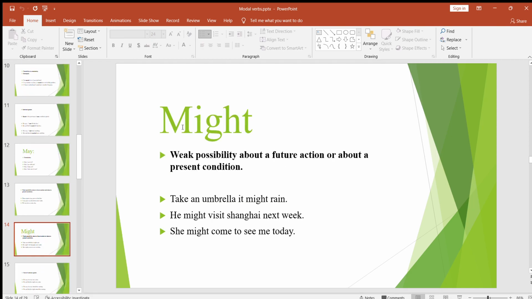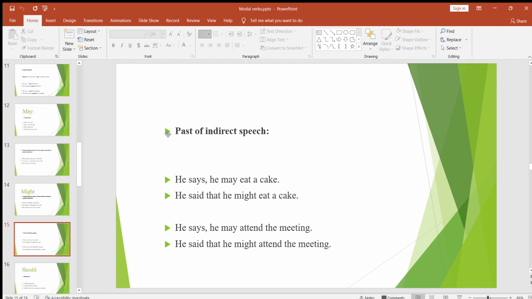Then we learned might, just similar to may, weak possibility about a future action or about a present condition. This is another use of might. And past of indirect speech, okay, so just like can in direct speech is converted into could, here may in direct speech is converted into might in indirect speech.